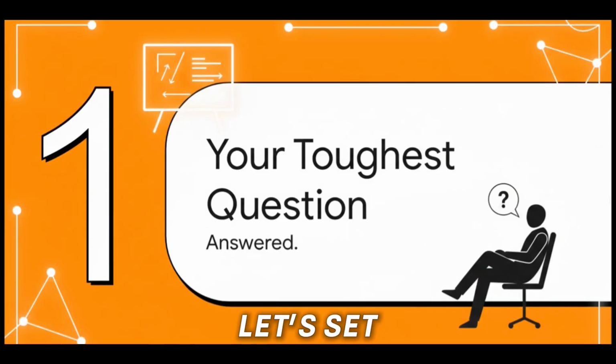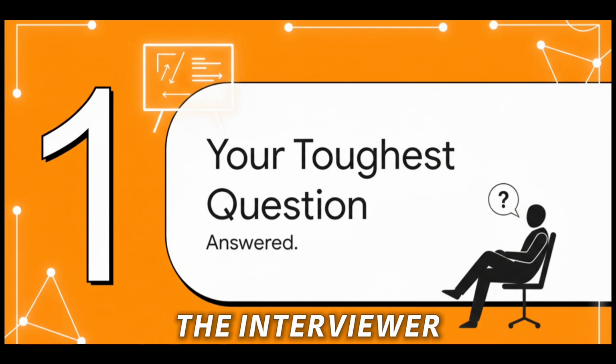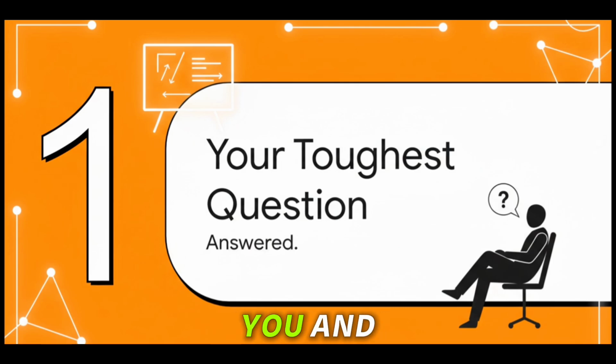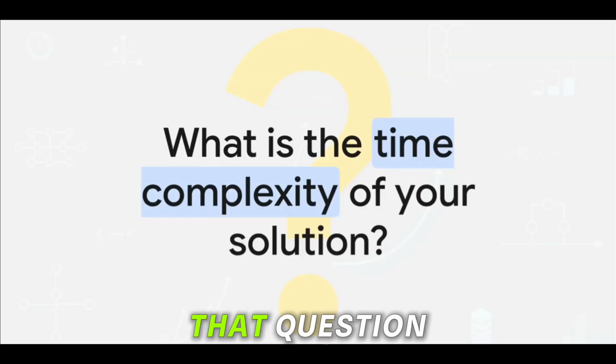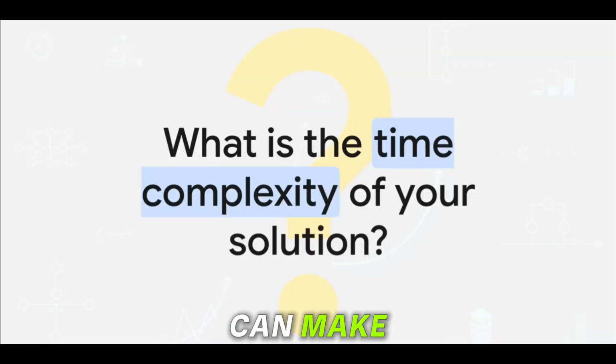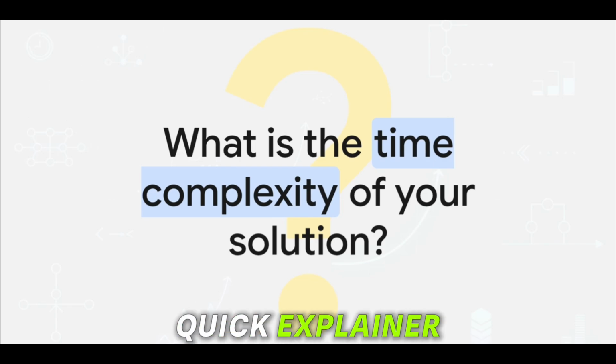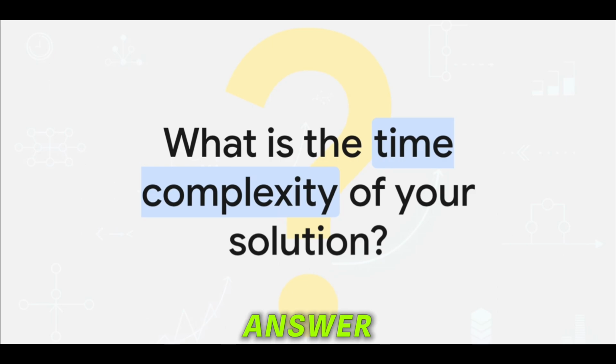So, let's set the scene. You're in the interview room. You've just finished mapping out some really elegant code on the whiteboard. You're feeling pretty good about yourself. And then, the interviewer looks at your work, turns to you and asks, "What's the Big O complexity?" Ah, that question. It's the one that can make your stomach drop if you're not ready for it. But hey, that's why we're here. After this quick explainer, you're not just going to know the answer, you'll actually be excited to explain it.